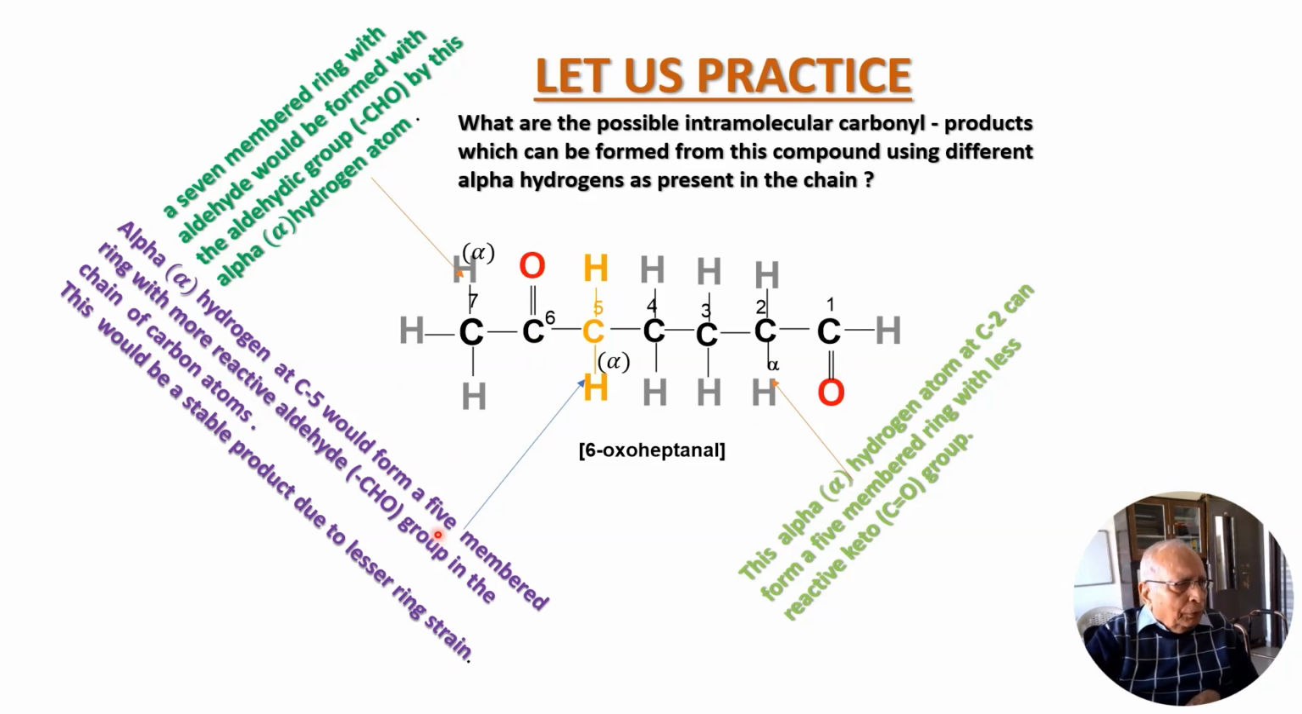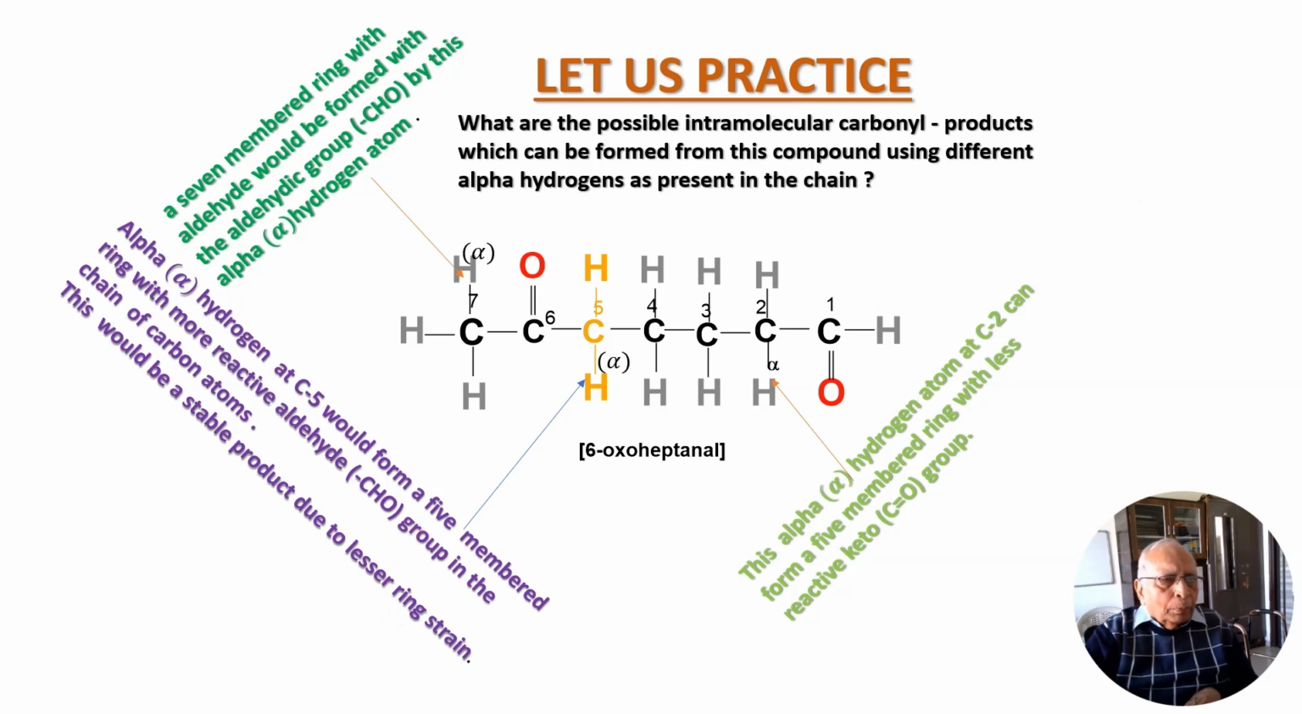The alpha hydrogen at C5 would form a 5-membered ring with the more reactive aldehyde group. The aldehyde group is definitely more reactive as compared to the keto group. So with the more reactive aldehyde group, a chain of carbon atoms will be formed and a 5-membered ring will be formed. Naturally, we can very easily infer which will be the stable compound. Since it is a 5-membered ring formed by the interaction of the CO group present in the aldehyde, this will be more stable, and a 5-membered ring will have lesser ring strain. So that's why we can infer that this will be stable.